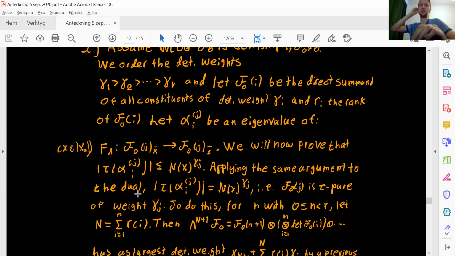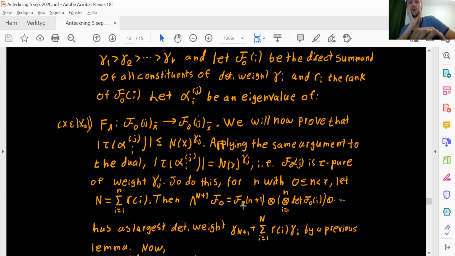And now to do this, we use this compatibility, but with determinant weights and wedge products. So for any n between 0 and less than or equal to r, where r is the number of determinant weights, we'll let n be equal to the sum from 1 to n of ri, where ri is the rank of the ith direct summand. Then the n plus 1th exterior power of F0 will look something like F0 n plus 1 tensor this determinant of F0 i from i equals 1 to n, and then some other direct sum which we don't care about.